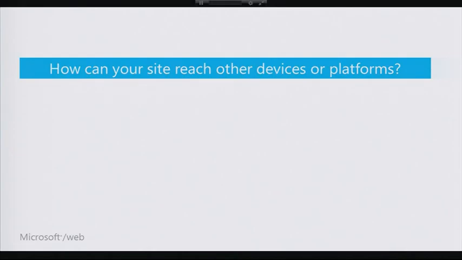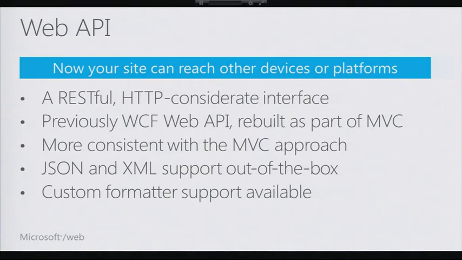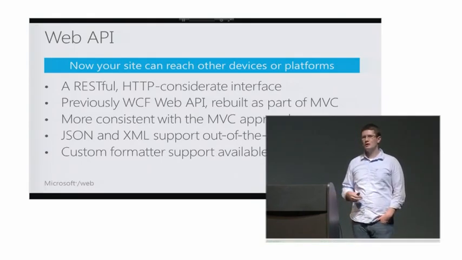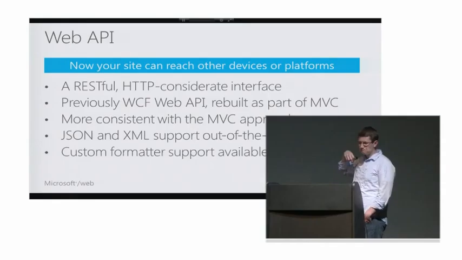The idea here is when I'm building a site, how do I reach other platforms and devices, right? So my goal here is to create a RESTful HTTP interface, right? So I want to create an API. Everyone's heard of the Twitter API, the Facebook API, right? I want other people to be able to access the data and the information that's stored on my site, or even upload data and information to my site, right? And I want them to be able to easily do that in a programmable way, regardless of what framework they choose to write their application in, right?